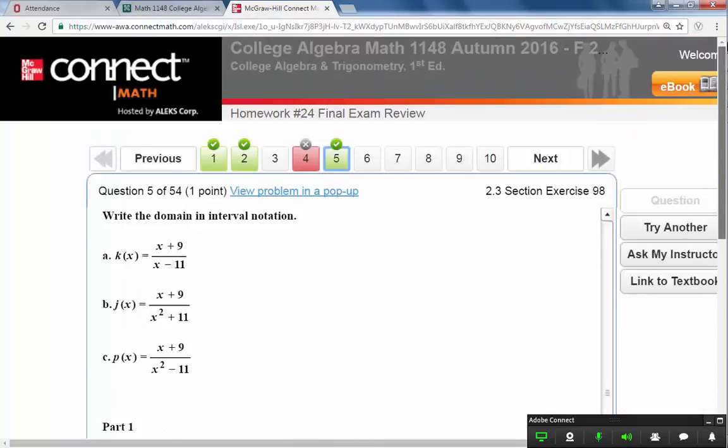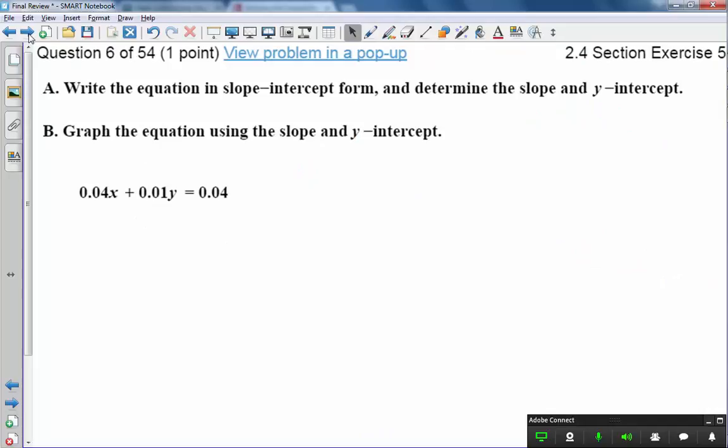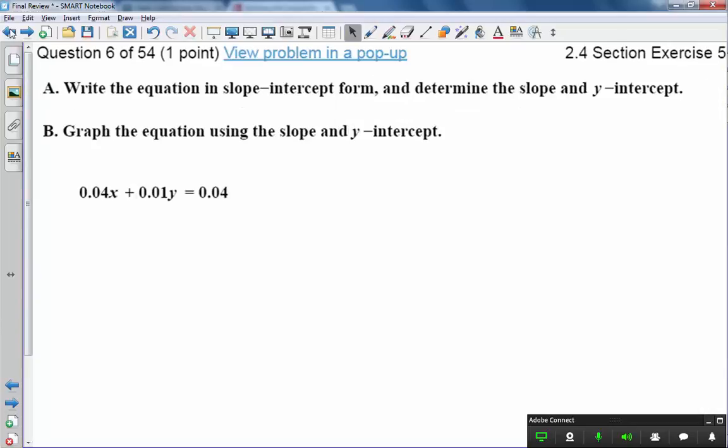Next question, 6, 7. You want to solve each one? Okay. There is a line equation given. How do I know it's a line?